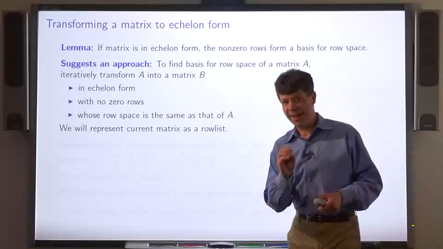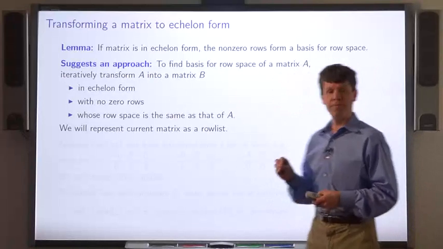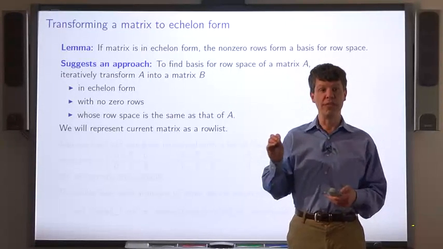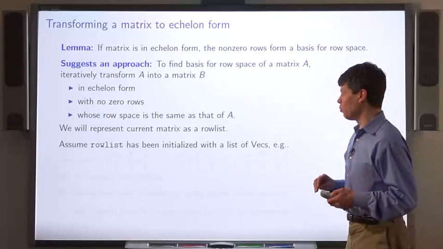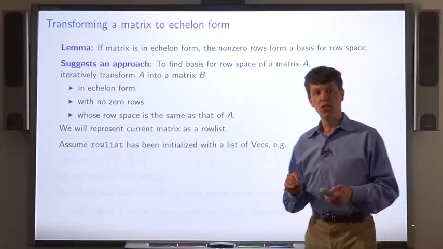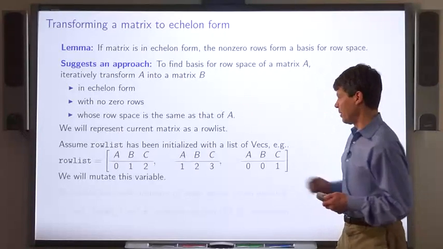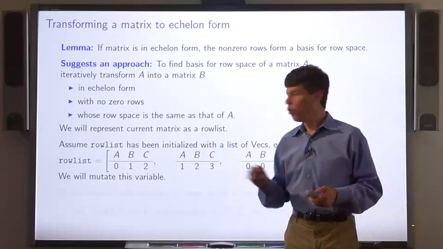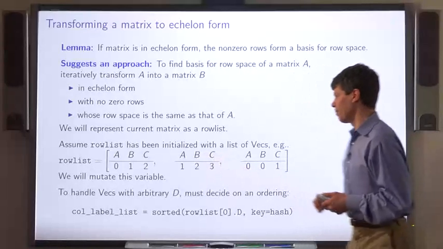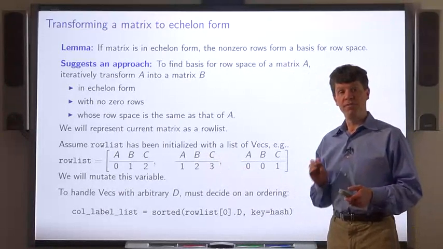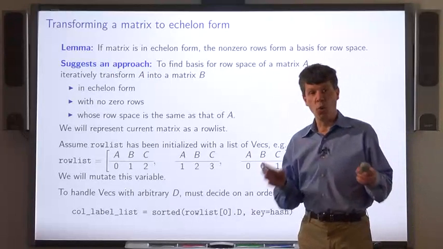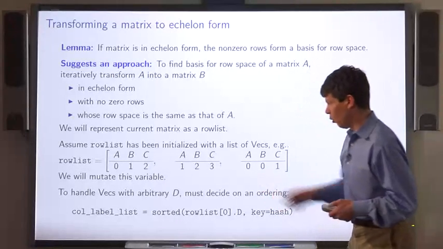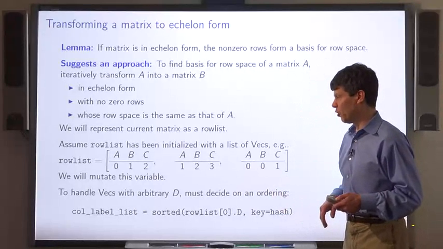So in this, we'll represent our current matrix as a row list rather than using the mat class. So let's assume the variable row list has been initialized with a list of vecs, such as this one. Our code will mutate this variable. To handle vecs with arbitrary domain D, we have to decide on an ordering of the columns. So we'll use the sorted order as shown here.